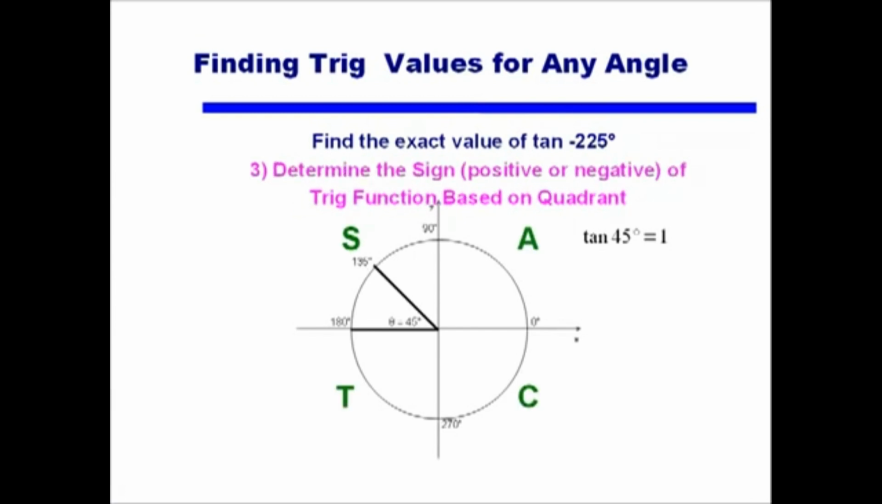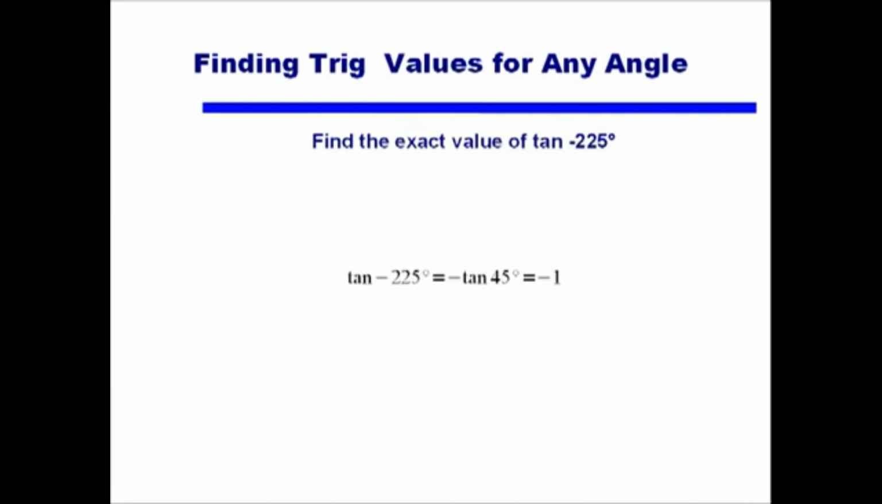Again, our last step is determining the sign of this trig function, and if we're in quadrant 2, we see the tangent is negative in quadrant 2. So we'll see our final answer is tangent of negative 225 degrees is equal to negative tangent of 45 degrees, which is equal to negative 1.